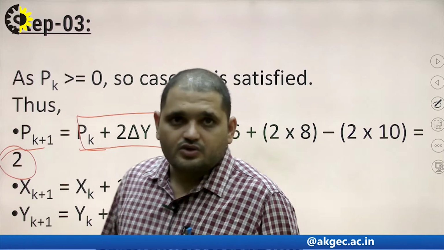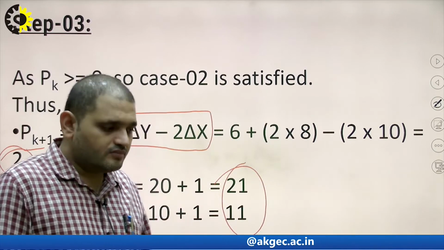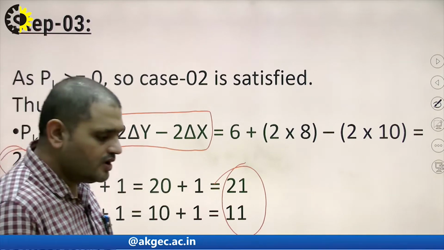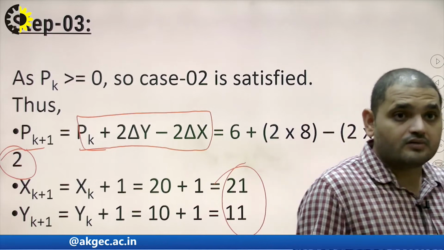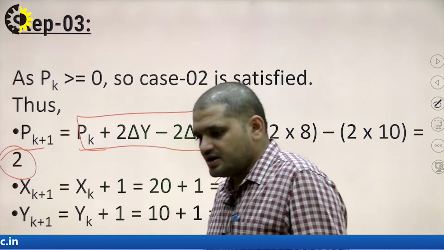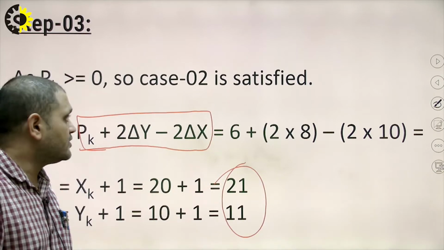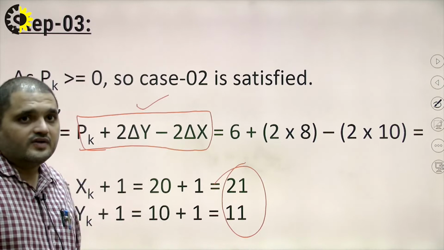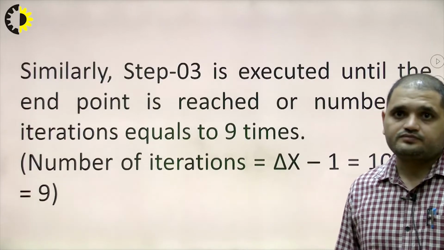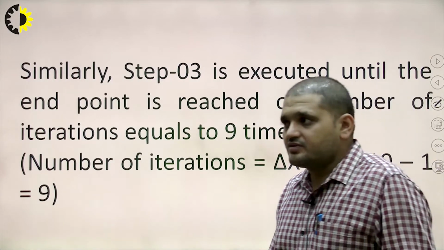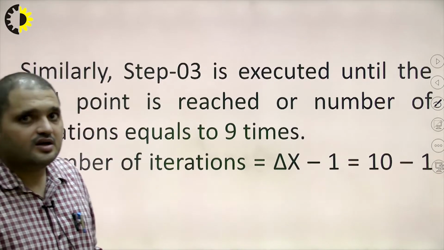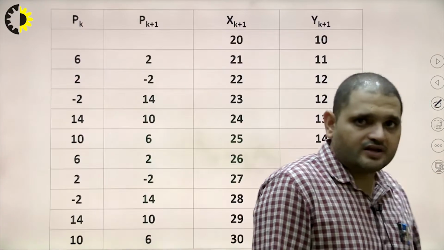Okay, so like this we will do the iterations. The next value of the decision parameter will be 2, and 2 is again greater than or equal to 0, so we will again follow this equation. We will again find the value of the decision parameter and the x and y values. The number of iterations will be del x minus 1, as we have already discussed, that is 10 minus 1 equals 9. So the number of iterations will be 9 in this case.